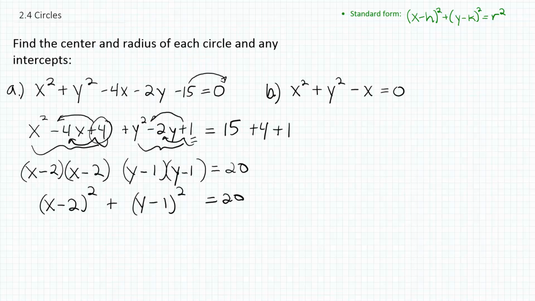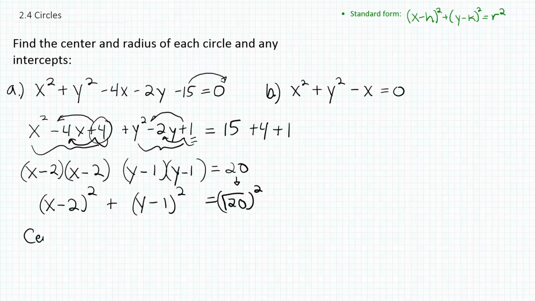From here, you now have the equation in standard form. Now that 20, I'm going to write it a little bit differently. I'm going to say that it's the square root of 20 quantity squared. This way I have it as something squared. If you square root 20 and then you square that, you end up just getting 20 back. So by putting it as the square root of something squared, I now have it written in the r squared form.